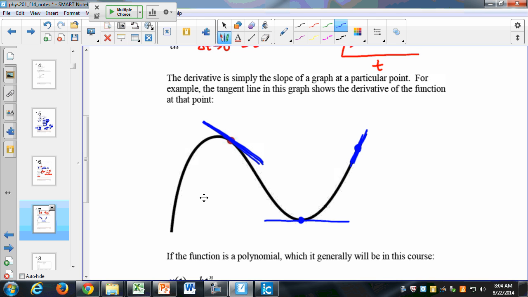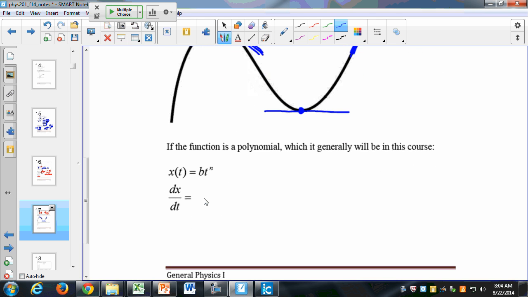Now, derivatives are pretty simple if you're dealing just with polynomials. That is just some variable to a power. And that's mostly what we're going to use in this course. So let's say that we have a function that's some constant b times t to the n. Then the derivative of that is going to be b times n times t to the n minus 1.